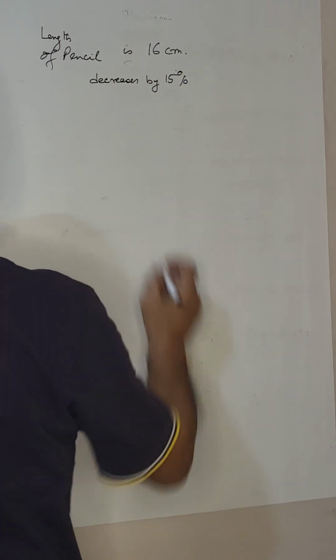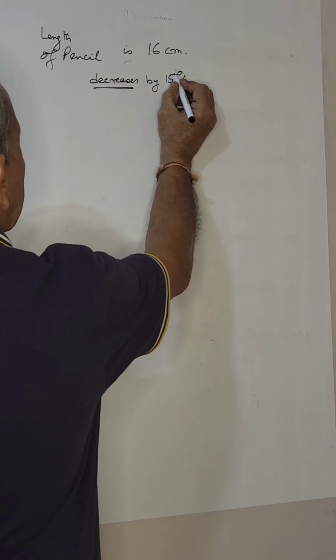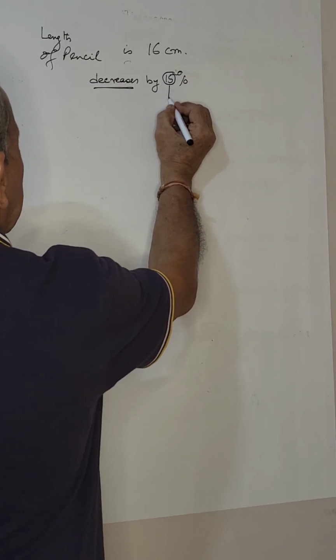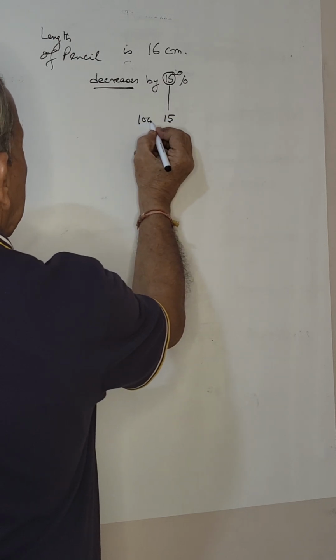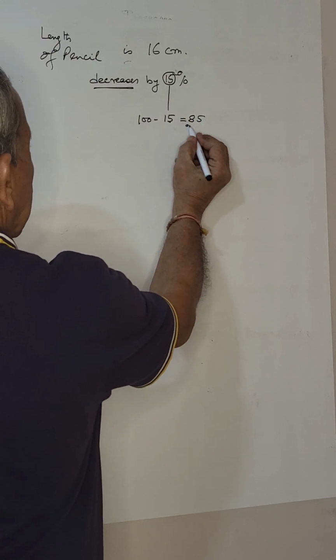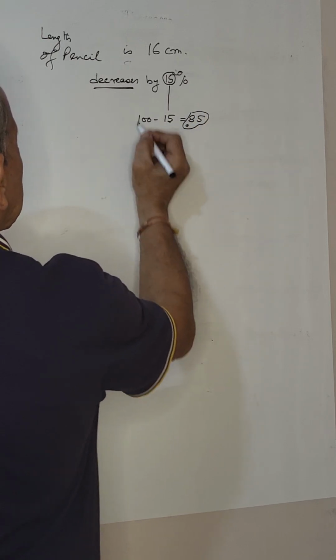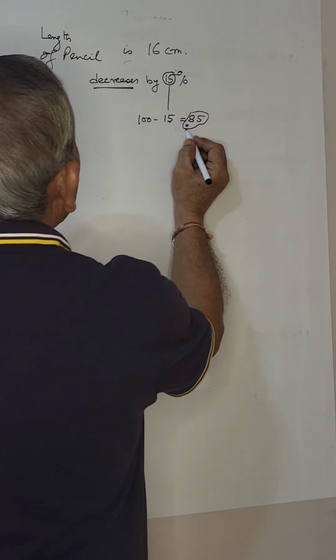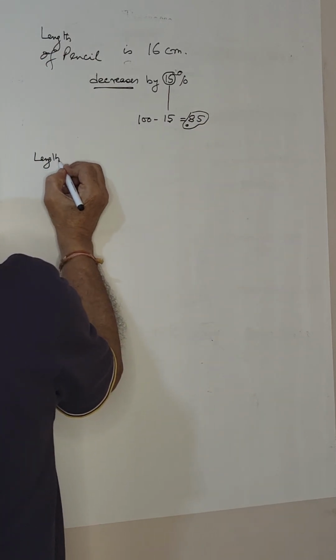Okay, decreases by 15%. So write 15 here. Subtract it from 100. You get 85. Place a point here, and you have to multiply this length by 0.85. So the length after 1 week.